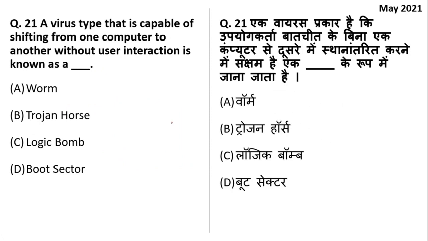Next question. A virus type that is capable of shifting from one computer to another without user interaction is known as a worm. Here, by chance, if the option would have been virus, at that time also you would not have selected virus, because virus requires human activation. If there is a software or a file, you will have to open it, only then the virus will come. But worms are a kind of malware which do not require human interaction.